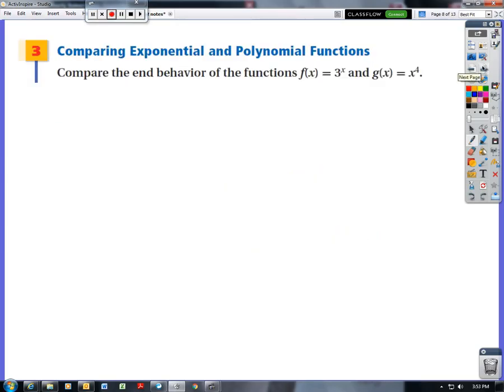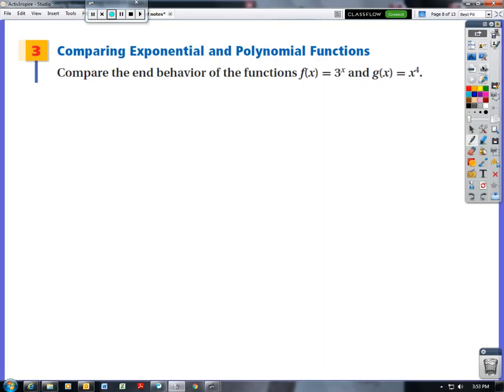Okay, example 3. So this is a new idea. Well, it's not really, it's sort of new. We've done end behavior in this class before, haven't we? Comparing the end behaviors of two functions. So last time, back in chapter 2 or maybe it was chapter 3, we looked at end behavior. And we just looked at it for one function. We did not compare two functions.